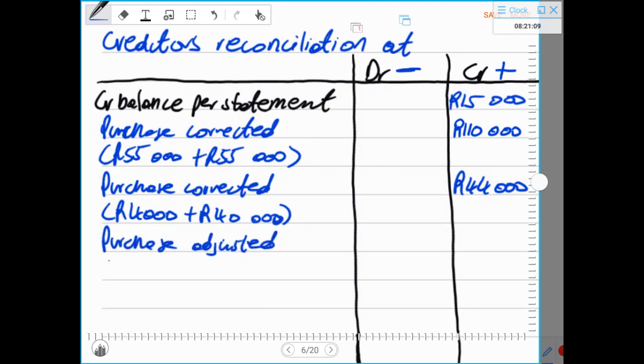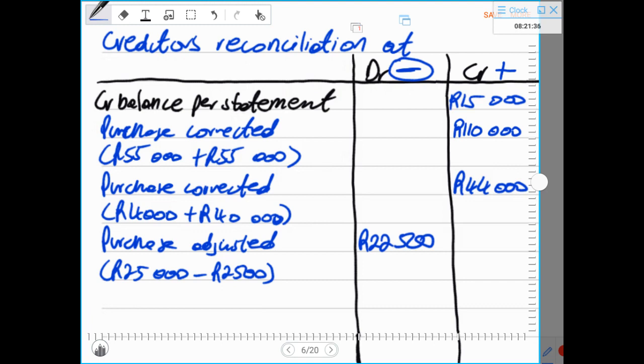Our purchase, how is it adjusted? We set 25,000 rands minus 2,500. And which side do we decrease? We decrease on the debit side, 22,500 less. Remember, our creditors decrease on the debit side. So when they say less, meaning it's the debit side of the creditors reconciliation statement.